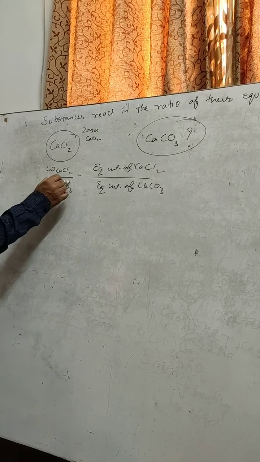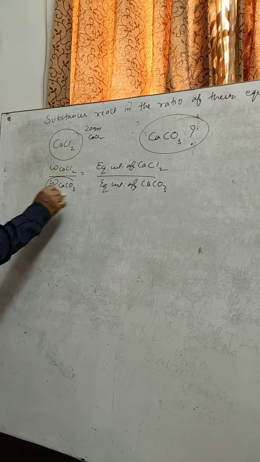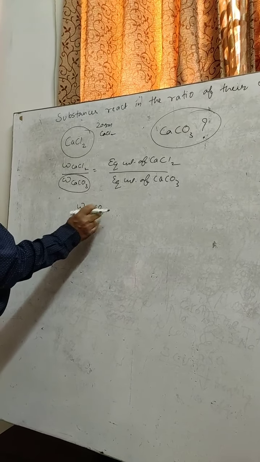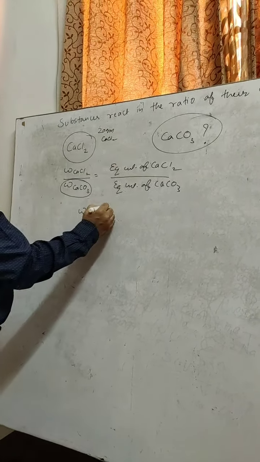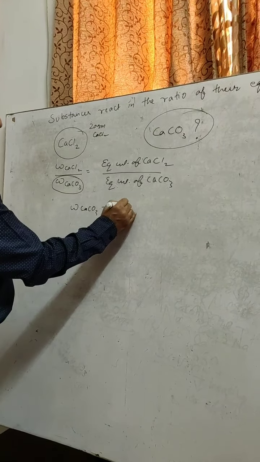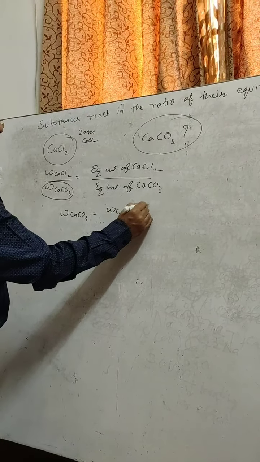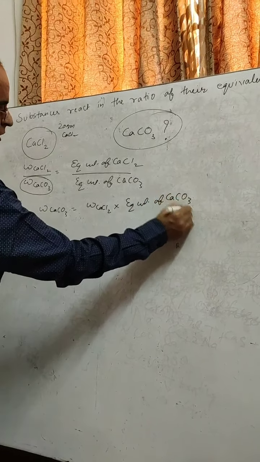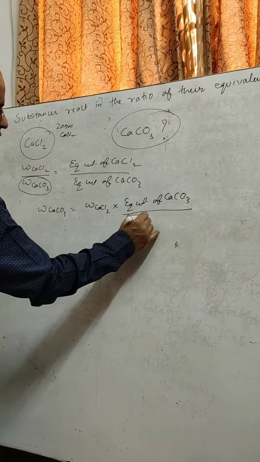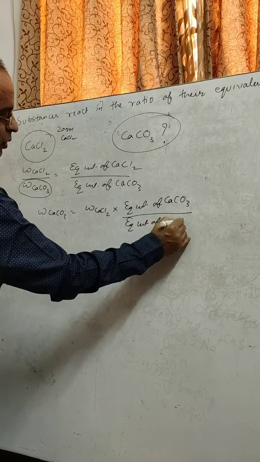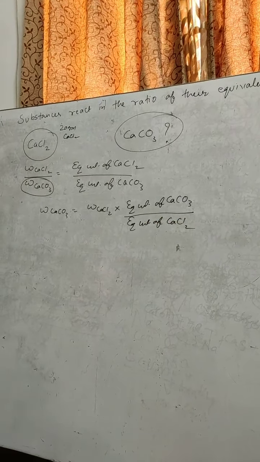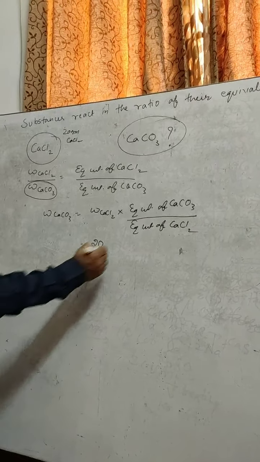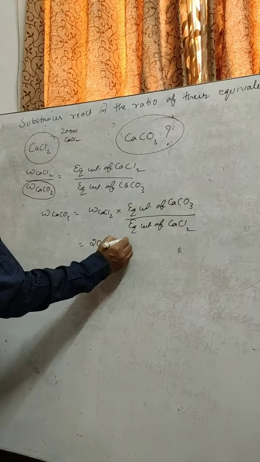So what I want to find is the weight of calcium carbonate. The weight of calcium carbonate, which is equal to calcium chloride in terms of its equivalence, will be equal to the given weight of calcium chloride into equivalent weight of calcium carbonate divided by equivalent weight of calcium chloride. Say here it is given as 20 grams into equivalent weight of calcium carbonate.